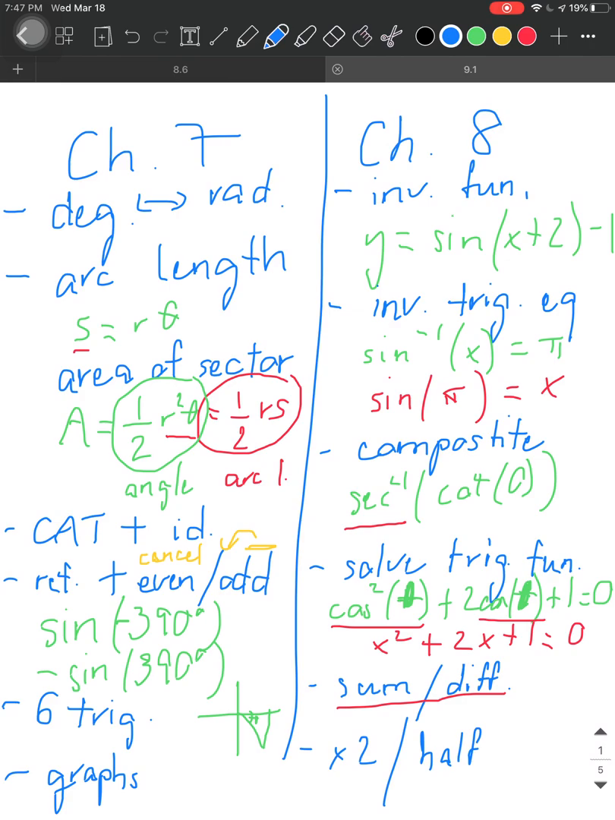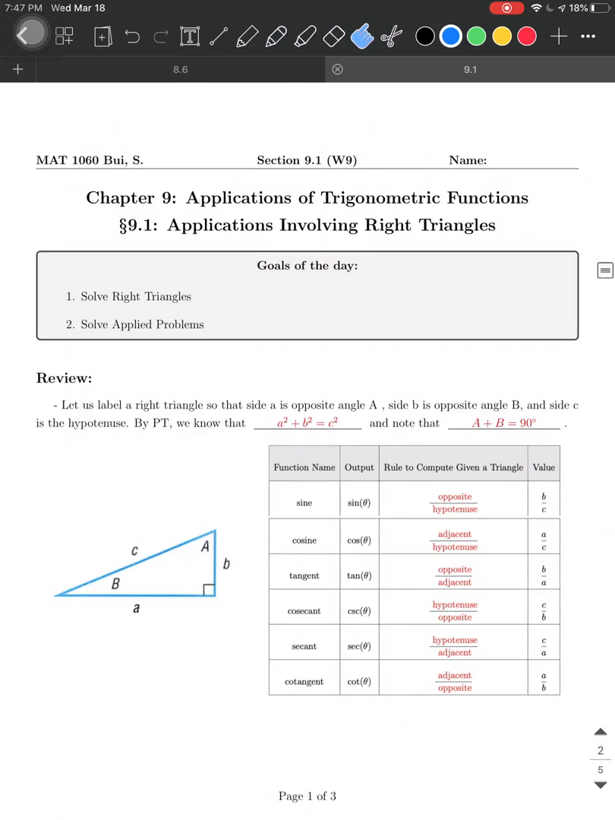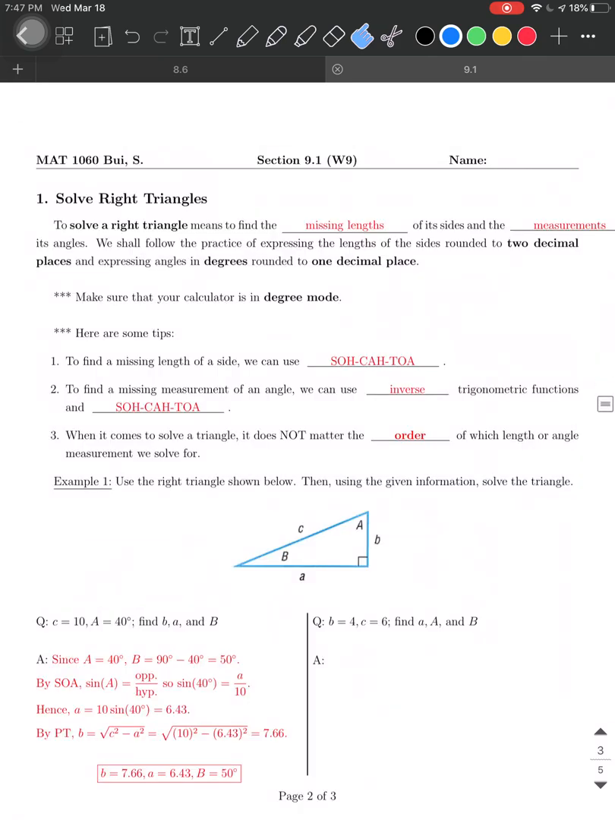All right, enough talking. Let's get to the main topic of today. Okay, so the first topic of 9.1. Oh, really quick before we actually start the lesson.